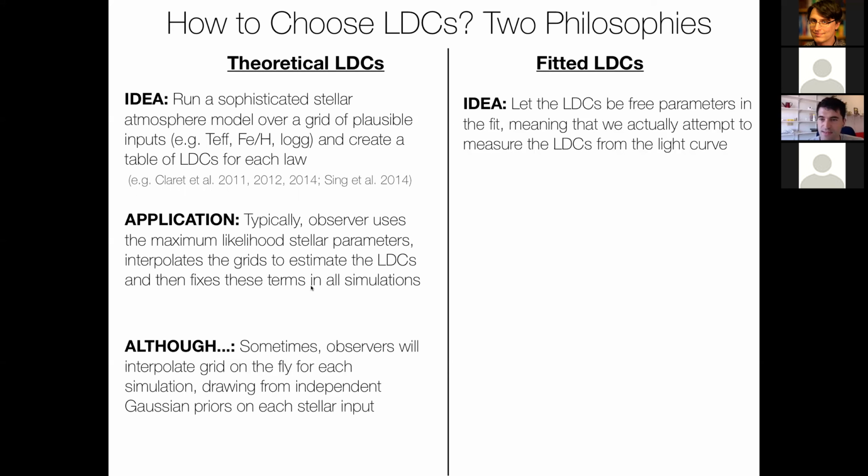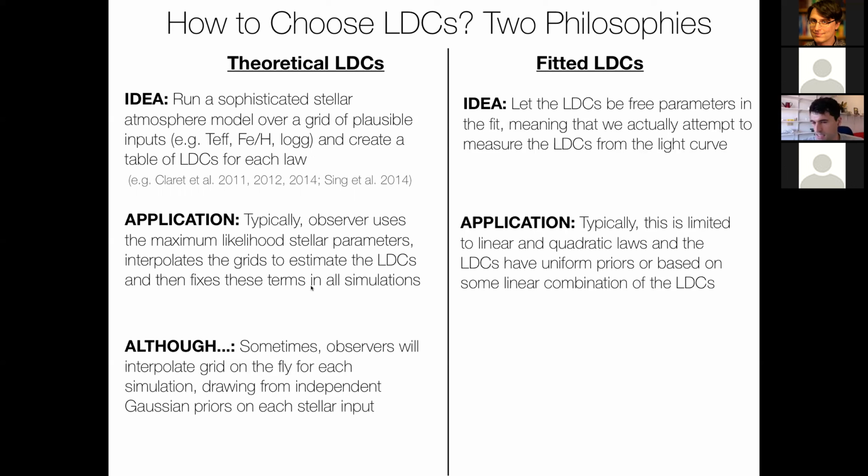The other approach, which is a different philosophy here, is to actually fit the limb darkening coefficients. So you actually are measuring them, really. You're taking the transit light curve data, and you're going to measure what is u1 and what is u2. You're going to get a posterior for them ultimately. Typically, the application of this is limited to linear and quadratic laws. In fact, I've never seen, although maybe someone could correct me afterwards, anyone attempt to fit anything more complicated than a quadratic law set of coefficients to a light curve before.